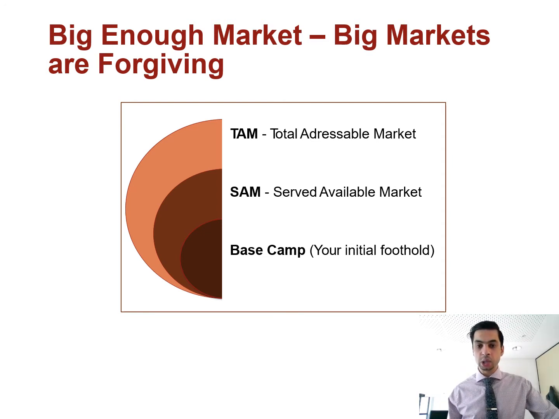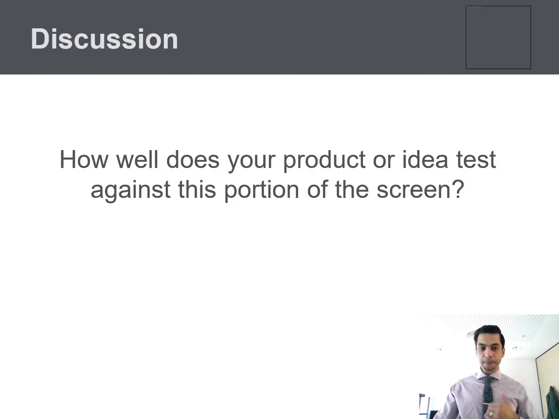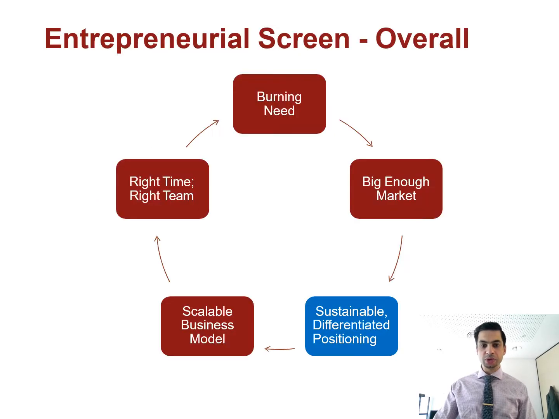1% of total addressable market will be your served available market, and 1% of your served available market will be your base camp. Think about this. Have a discussion between your peers and have a think about what this means. So your served market really is these potential targets: Target 1, 2, 3, and then you have your unlikely target. So this allows you to forecast and focus on your market. Have a discussion regarding this.